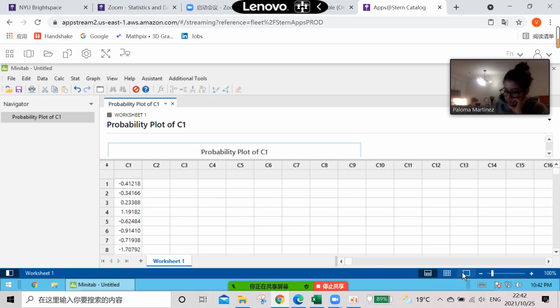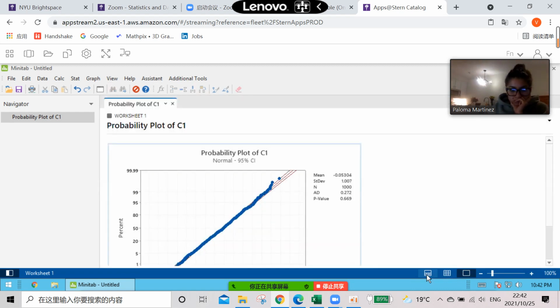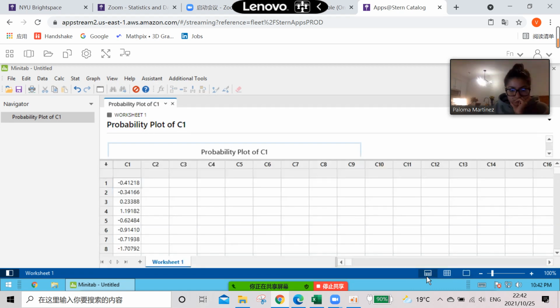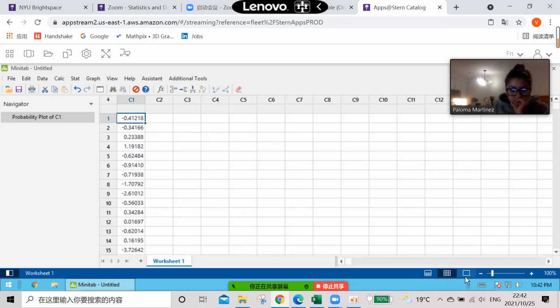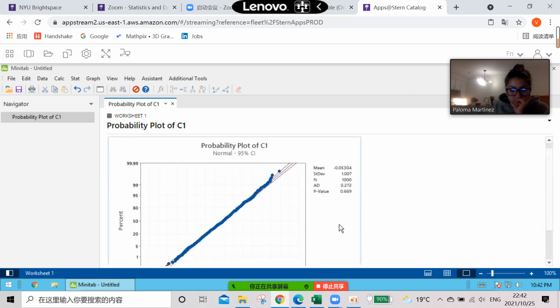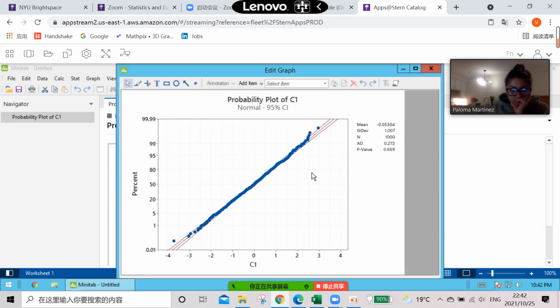there's a square here in the right down corner. It's output only. Basically, you can choose from these three modes. One is only the graph, one is both graph and your spreadsheet, and this one is only spreadsheet. So by looking at the graph, double click, I would say those 1,000 data points I generated lie on a straight line, right? And that is what the QQ plot is doing. Basically, it is comparing my data set with a standard normal distribution, right?